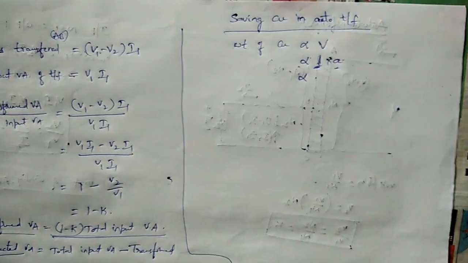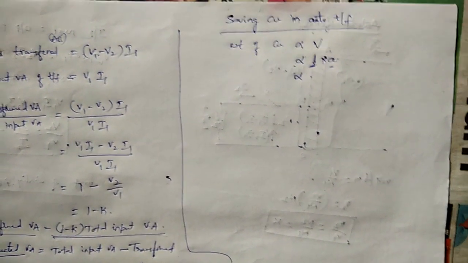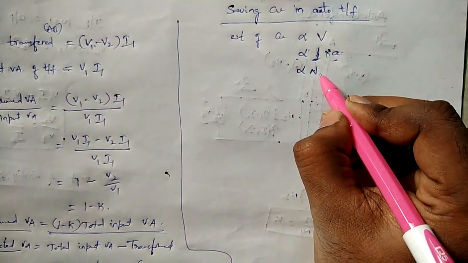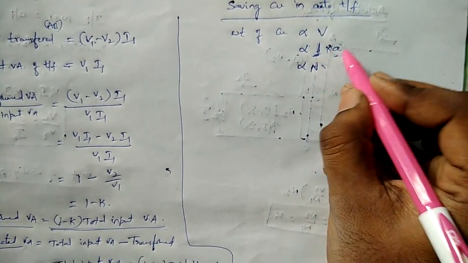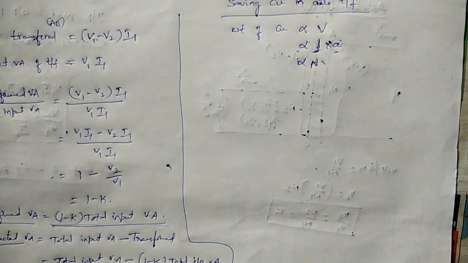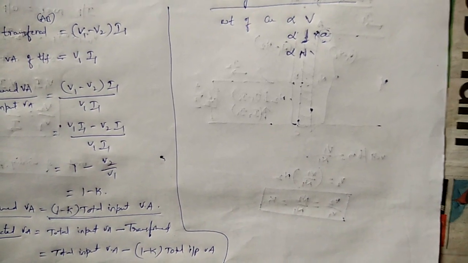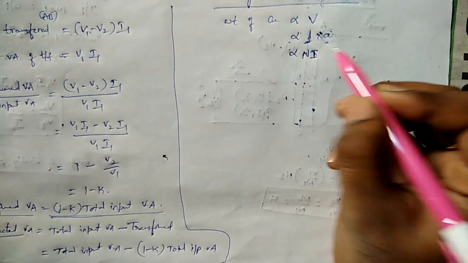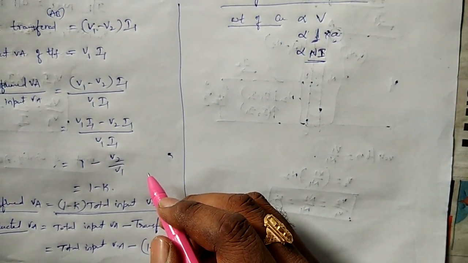Length is proportional to the number of turns you have. If you have more number of turns, the length will be more. If you have less number of turns, the length will be less. So the length is directly proportional to number of turns N, into area. Area means area of cross section of the conductor. That depends on the current flowing through the windings. If the current is more, area of cross section should be more. If the current is less, area of cross section should be less. So the weight of copper is directly proportional to N into I, the number of turns into the current flowing in the turns.